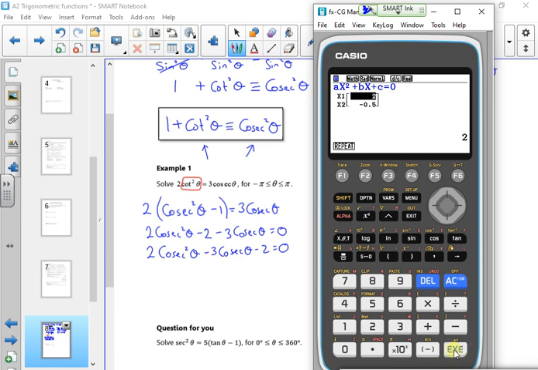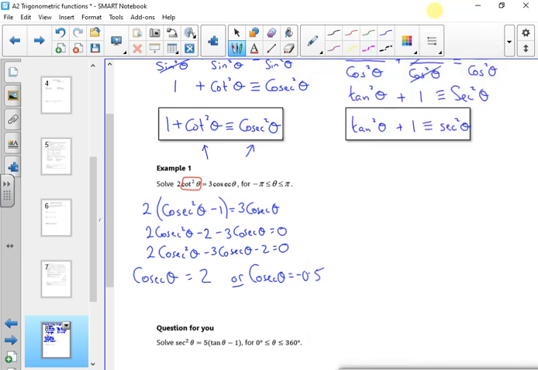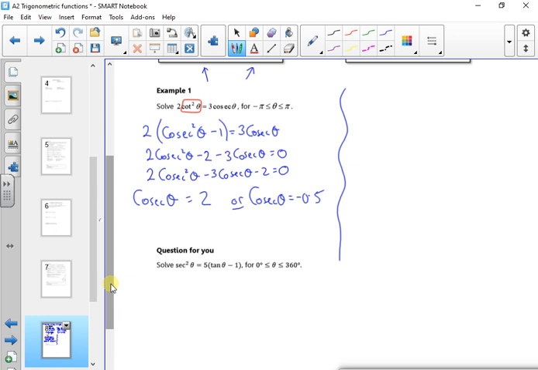So what that gives us is cosec theta is 2, or cosec theta is minus a half. Now you've got to remember, I'm going to do it a little bit longwise, but we don't need to. I know that cosec is 1 over sine. So I know that 1 over sine theta is equal to 2. So just right here, really small, that 1 over sine theta is 2. And here, that 1 over sine theta is minus a half.